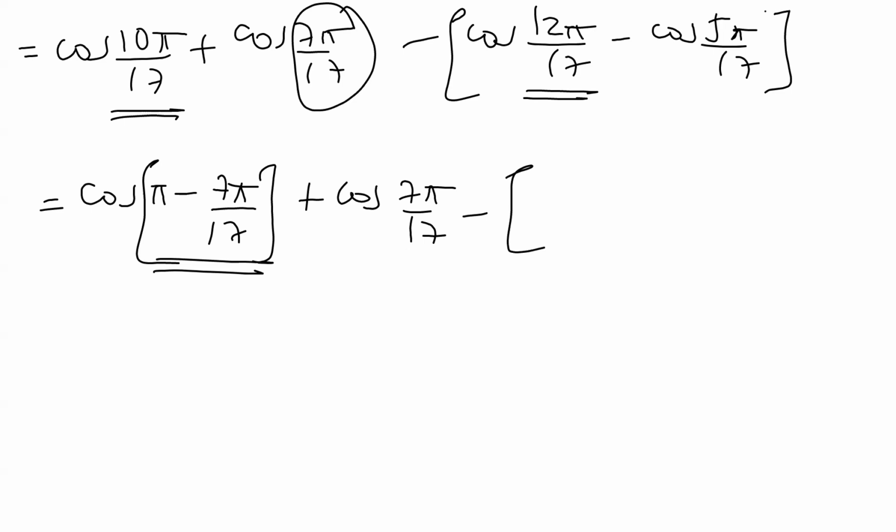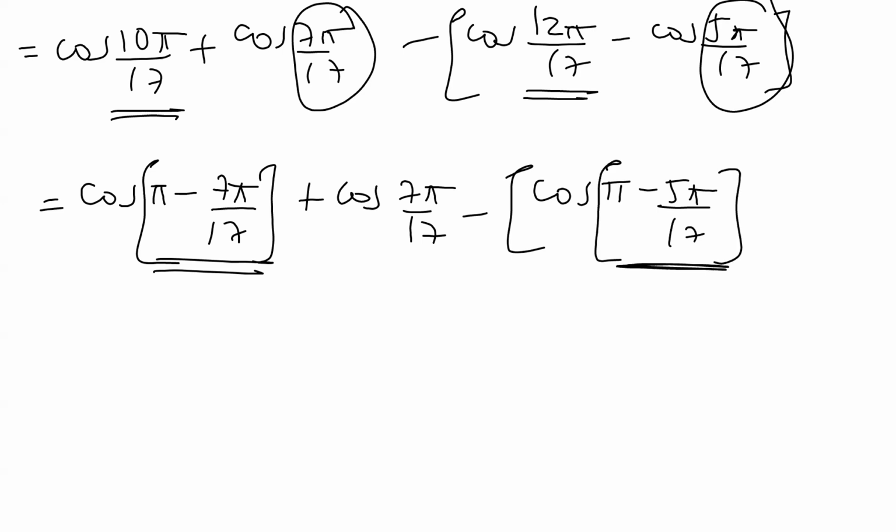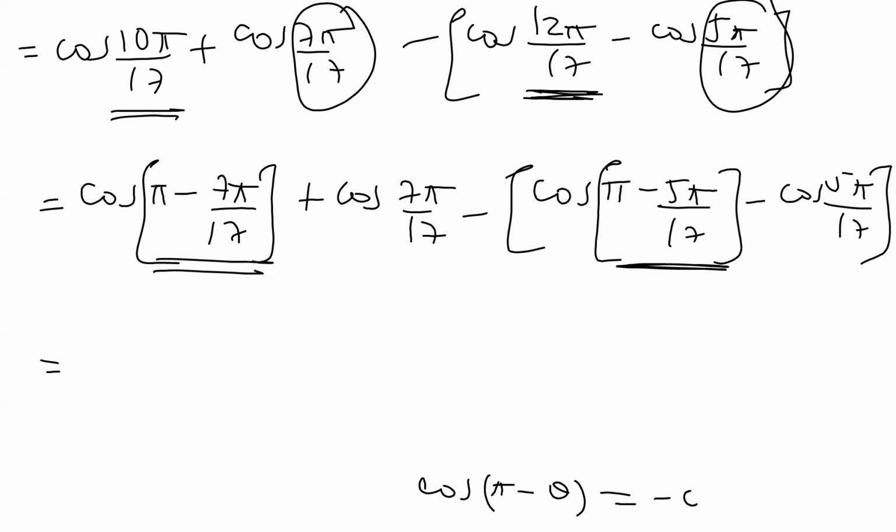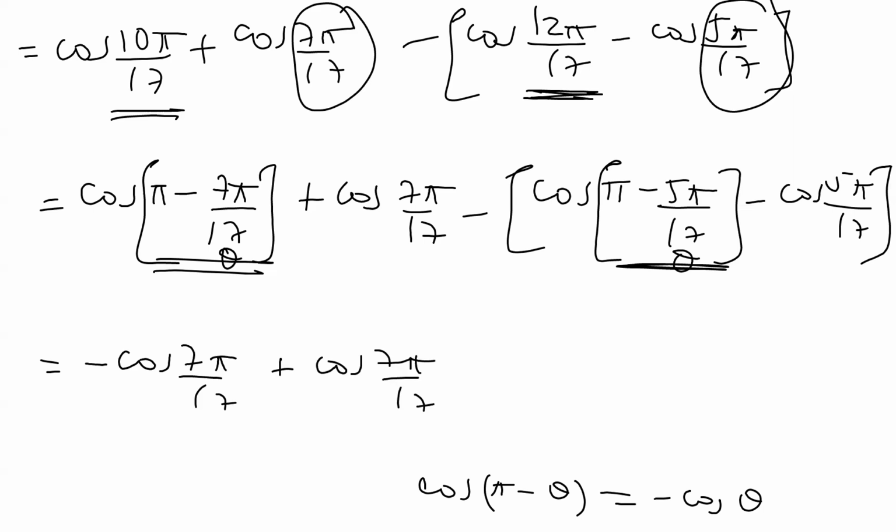Okay. Now this term, cos pi minus 5 pi by 17, because if you take the LCM over here, you'll get 12 pi by 17 minus cos 5 pi by 17. Okay. Now cos pi minus theta is equal to minus cos theta. So if this is theta, so cos pi minus theta is minus cos theta here also.